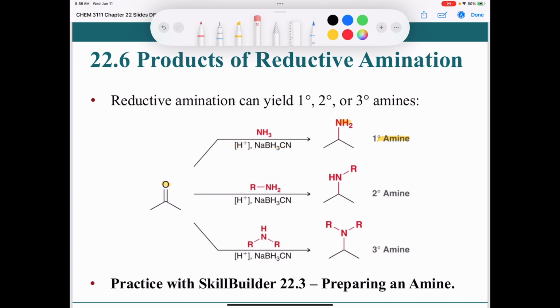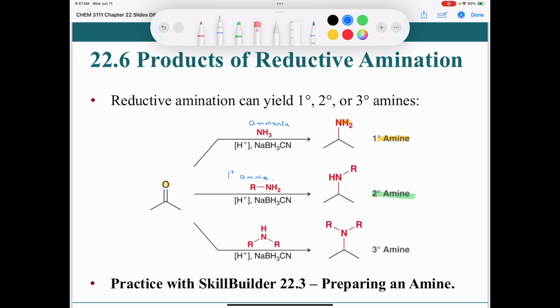What if instead of using ammonia, we use a primary amine? So again, this is ammonia, and ammonia produces a primary amine. But what if we have a primary amine as the nucleophile in our flask? It's going to react with the ketone, with the catalytic amount of acid. It's going to make the imine, and then the imine is going to be reduced by the sodium cyanoborohydride. And so now the primary amine is going to end up synthesizing a secondary amine, and you can see where this is going.